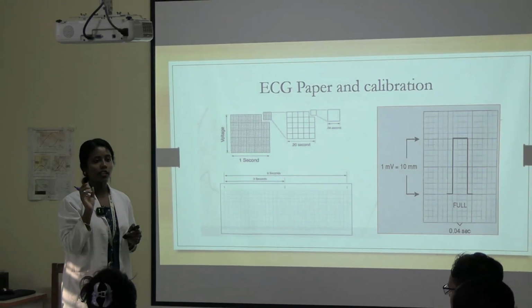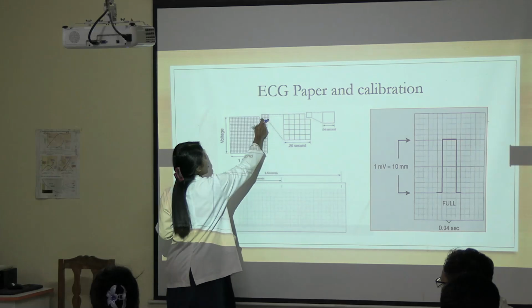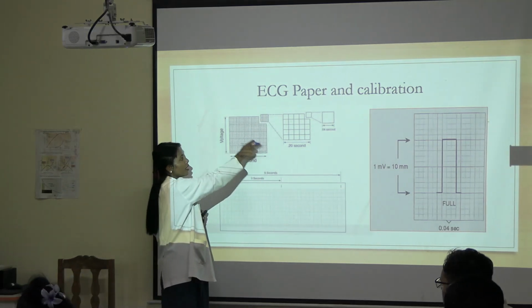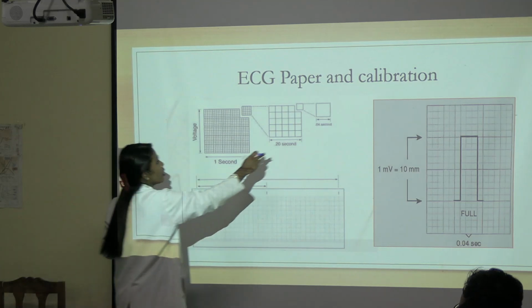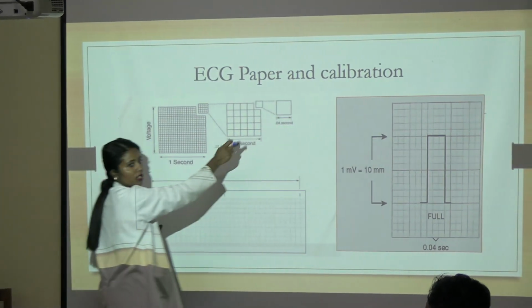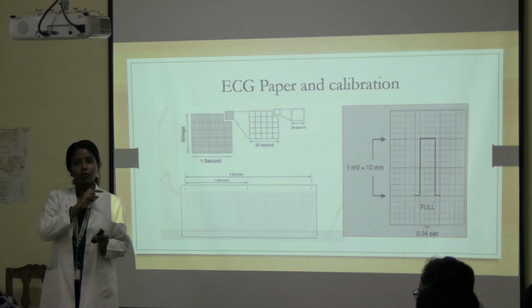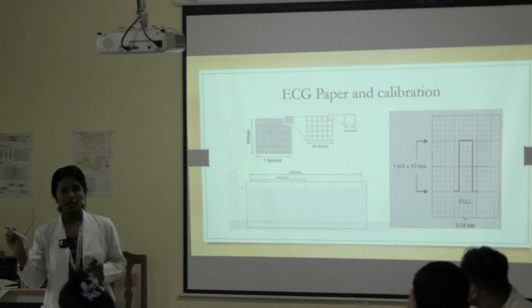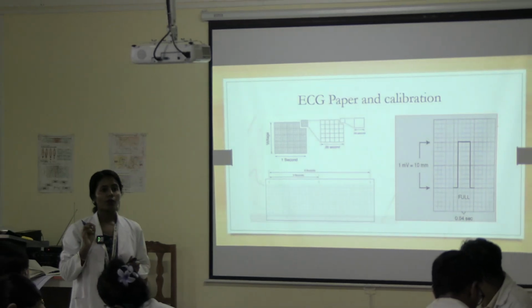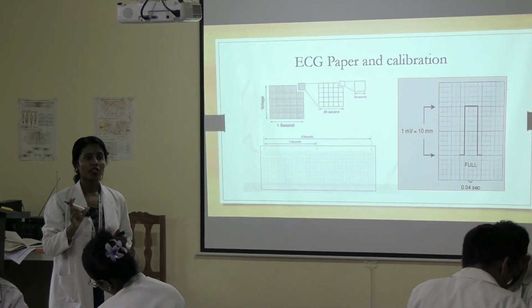So the large box is divided again 5 by 5. This is the large box taken out from here. Okay, so it is divided into 5 by 5 boxes. This is one of the small boxes. Okay, so if you see the ECG paper, on the x-axis we have time and on the y-axis we have voltage or amplitude. So for one of the big boxes, how much is the time?